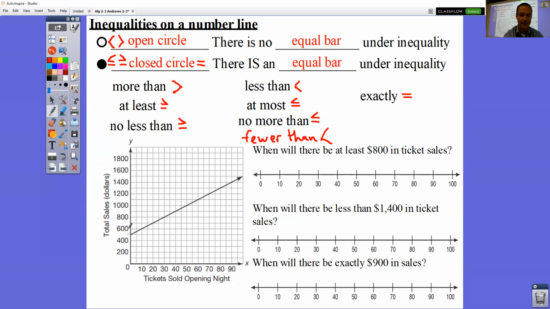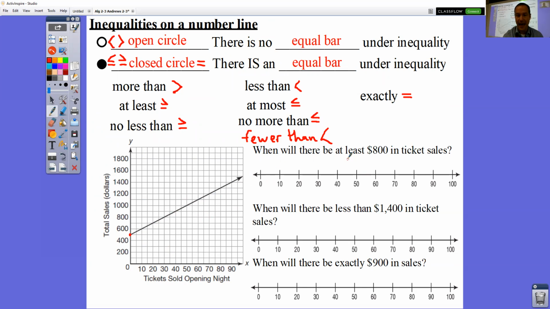So looking at our graph here, we're looking at tickets sold opening night along the bottom and the total sales of those tickets. So obviously, there were like $400 of ticket sales before opening night. That's why it's starting here at our Y-intercept. There's like $500 worth of tickets sold before opening night. And then these are the number of tickets sold opening night.